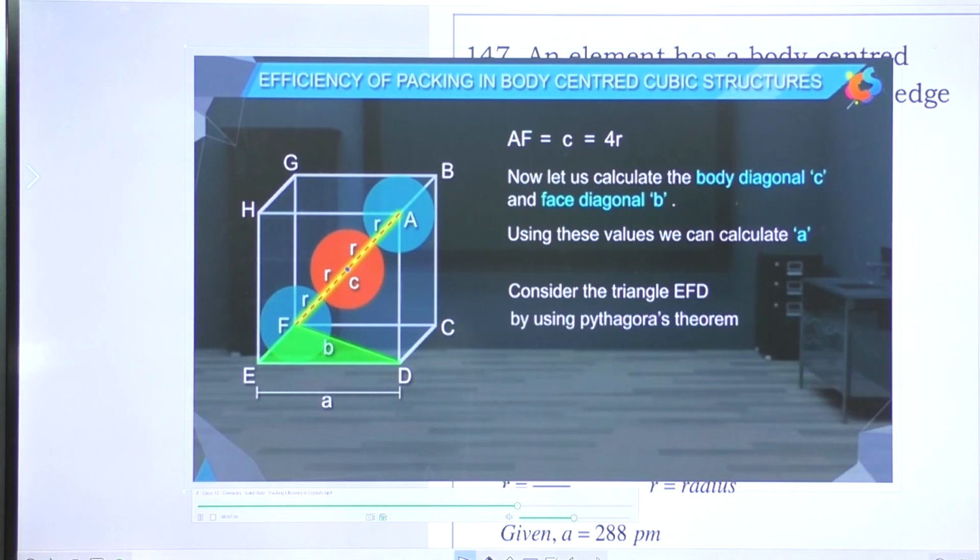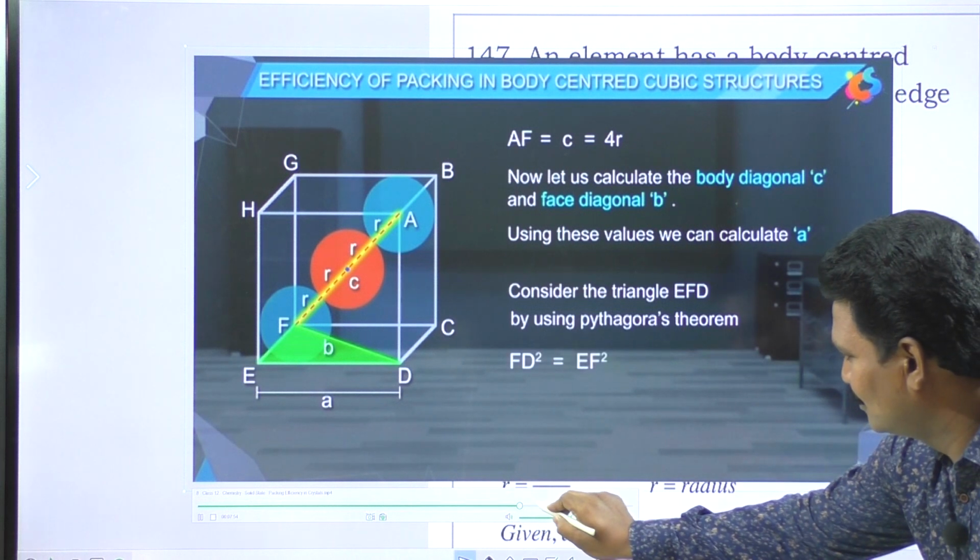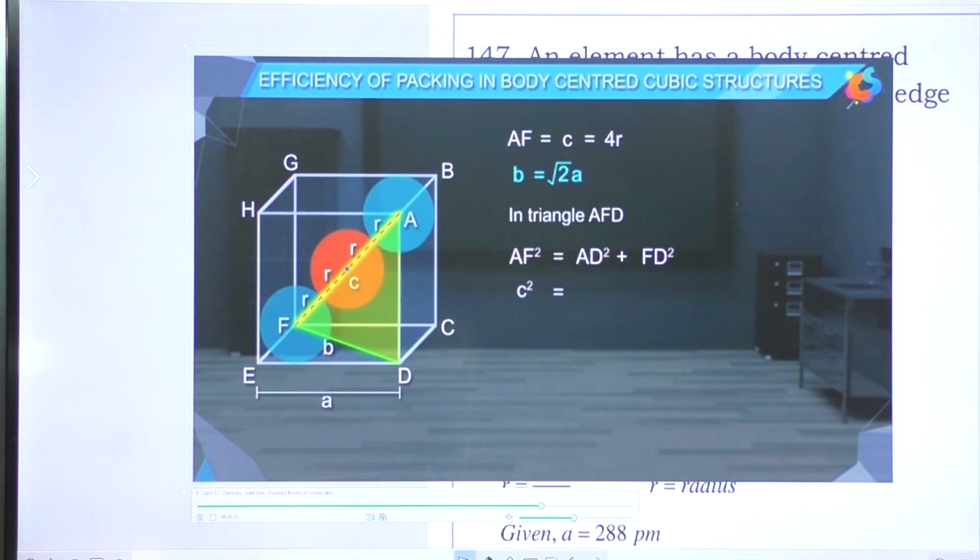By using Pythagoras theorem, we have FD square, which is C square, is equal to A square plus B square. C square is equal to A square plus 2A square, which is equal to 3A square. C is equal to square root of 3 A.